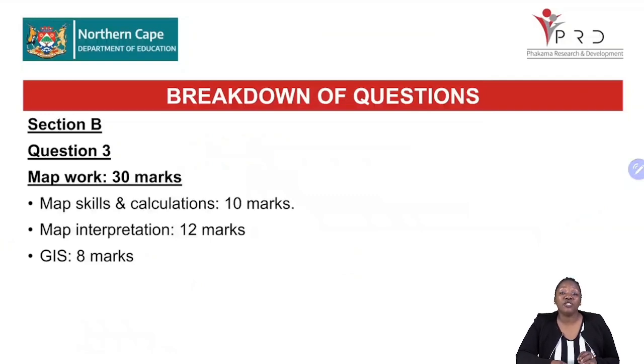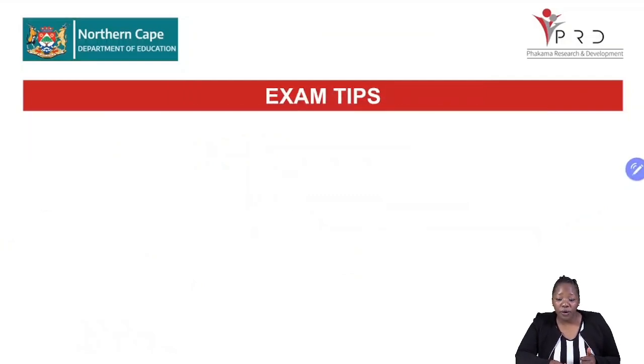And then after that, your map interpretation, again, you're going to interpret what we have learned in the theory and what we are seeing in the map. And then after that, your GIS, again, you will never know which concept they will ask. So it is best that you read all the GIS concepts so that you can define them and apply them. Then we're looking at the examination tips now.